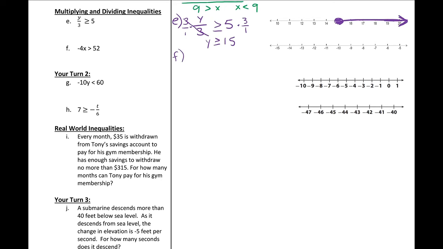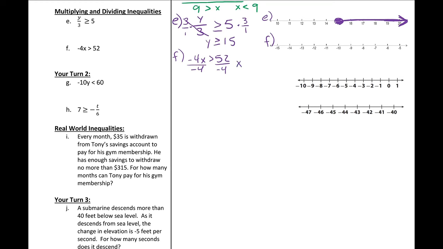Looking at F, and this one is E and this one's F. Looking at F, I have negative 4x is greater than 52. So whatever this value is, this will be greater than 52. Realize that we're multiplying a negative here by something. Well, if we want something that's going to be greater than 52, think that x has to be negative here, because a negative times a negative is what? It's a positive. All right, so we'll divide both sides here by negative 4.